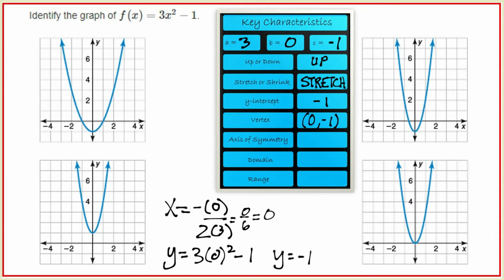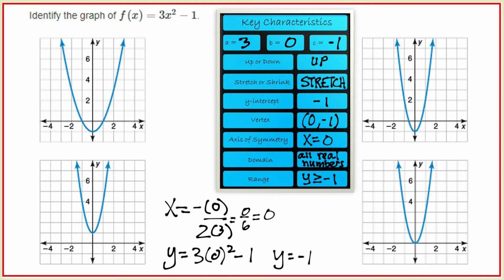Some of you already knew that because you realize a problem with an a of 3 and a c of negative 1 is just going to be translated down 1 unit. Our axis of symmetry matches the x-coordinate of our vertex, so it's x equals 0. Our domain is all real numbers. And our range, since the graph opens up, we know everything is going to be above our vertex. So all of our y-coordinates are going to be greater than or equal to negative 1.